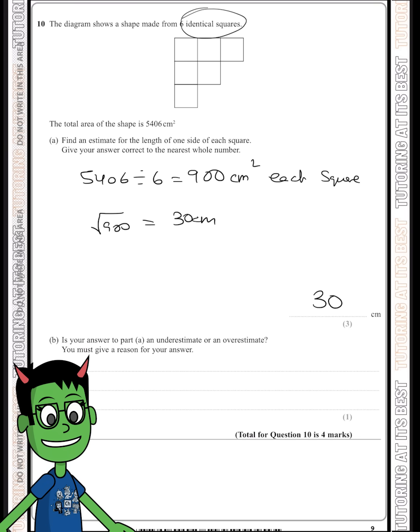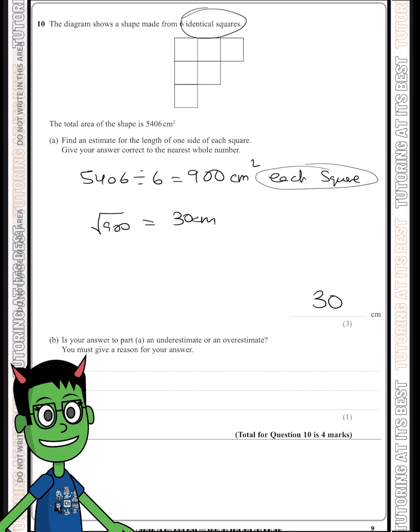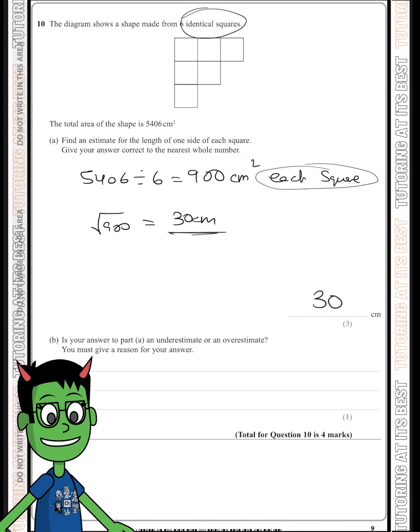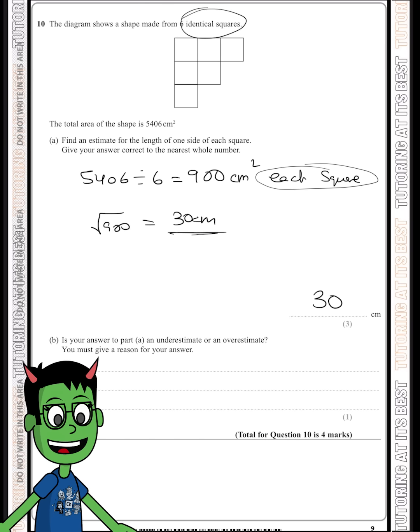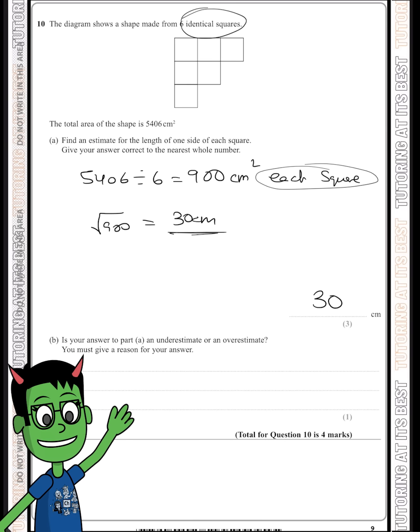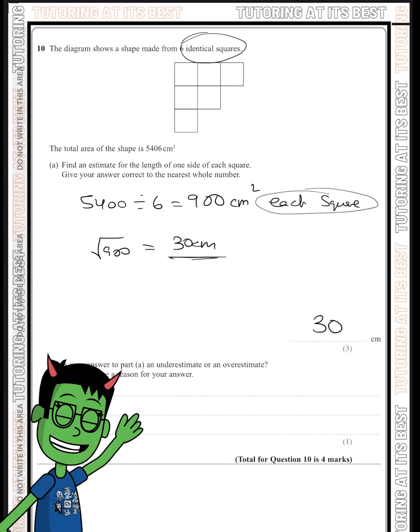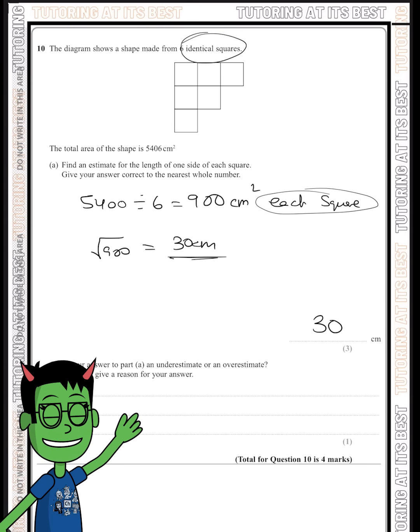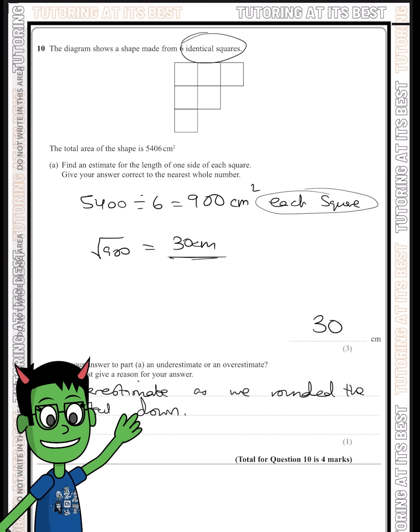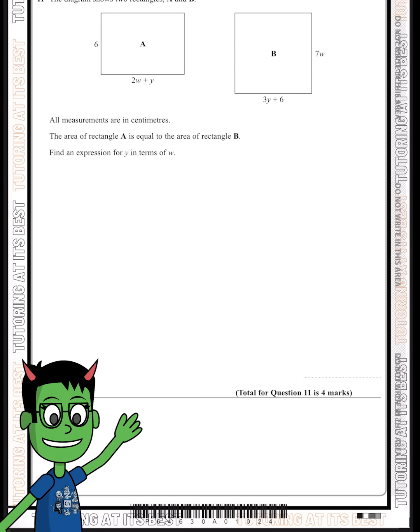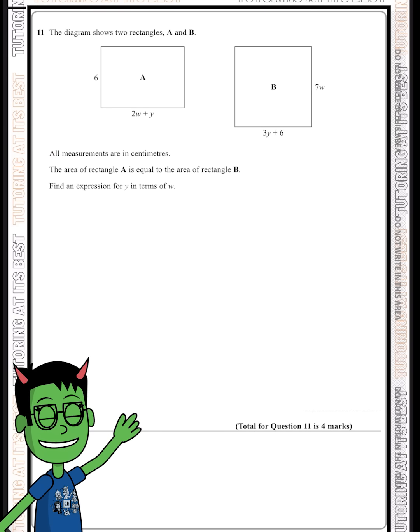So again, find the value of one square, and then go ahead and find one side of it, and you're good to go. And then we have to ask ourselves, is this an underestimate or an overestimate? So what we've done here is we've rounded 5,406 down to 5,400. So this is then seen as an underestimate. Marvelous work. Okay, let's go for question number 11.